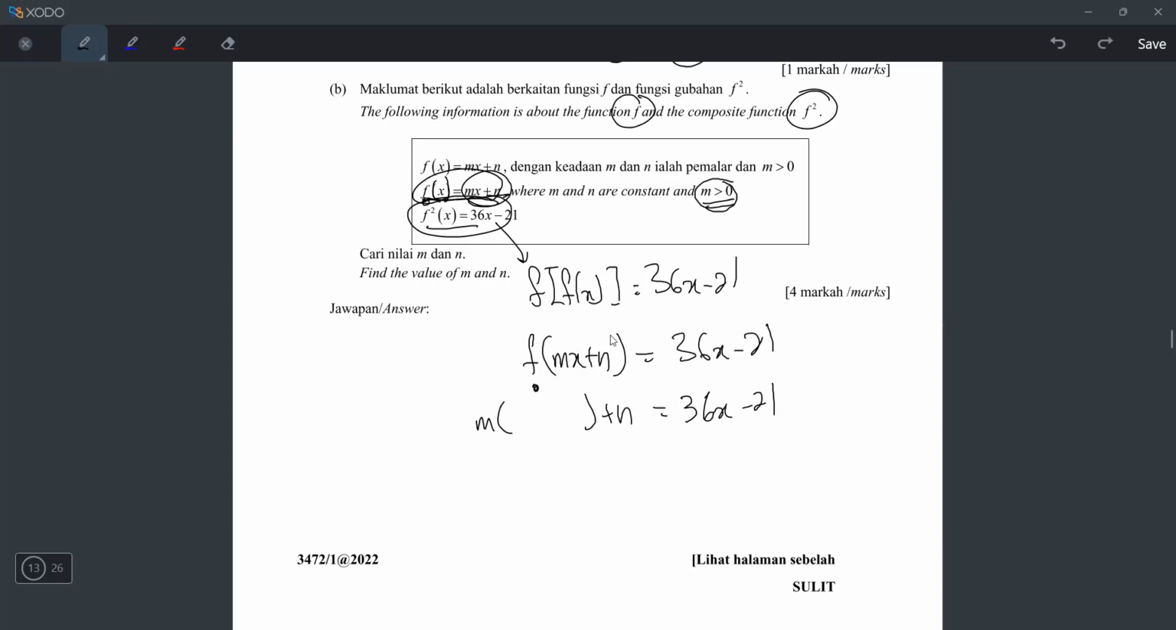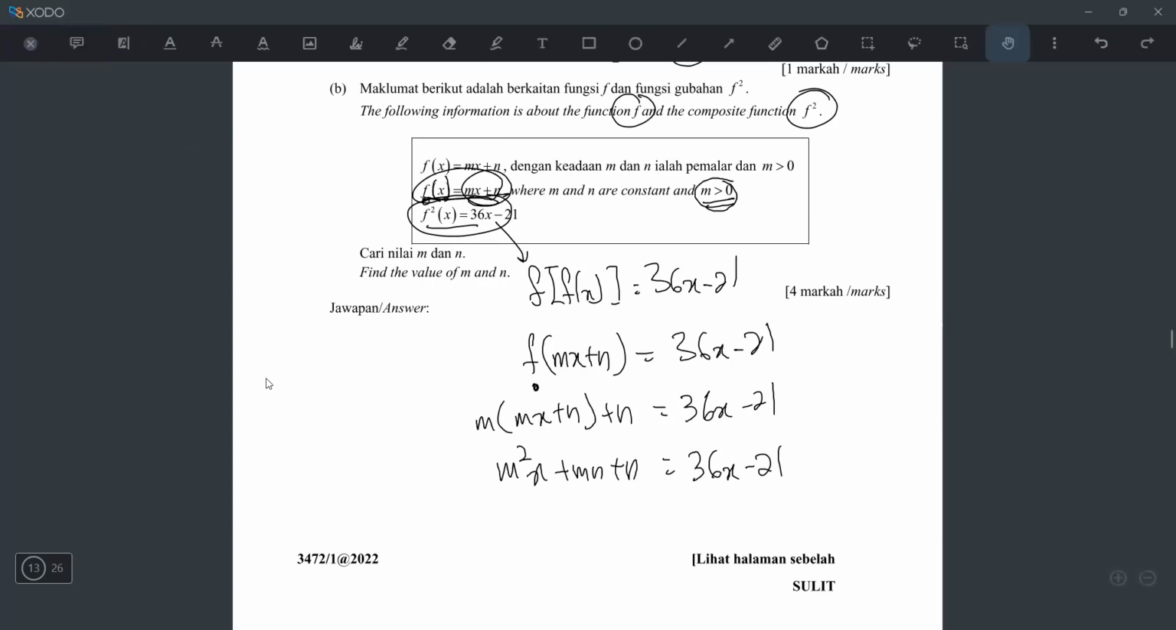It means the x on the right side, the x at the back also, I have to change to mx plus n like this. And then the right hand side, no need to do. This one just leave it. The right hand side, nothing to do. This one is like later you compare, then you will do it here. So m times m is m square x, m times n is mn, and then plus n.